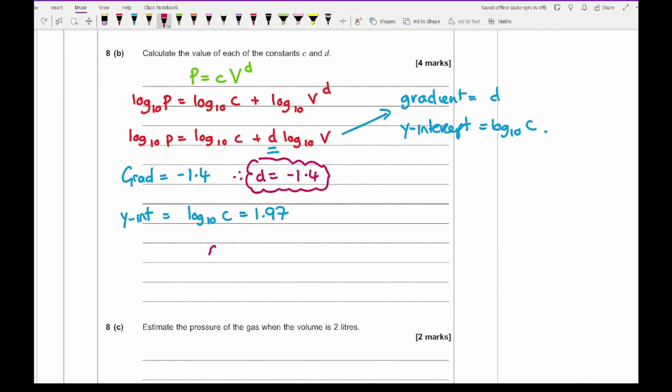And then from this I get C equals 10 to the power of 1.97. If I type that straight into my calculator, I get an answer of 93.3, I think. Let me just quickly type that in. So we get 1.97, and yep, 93.3. And so there are my two values of D and C.